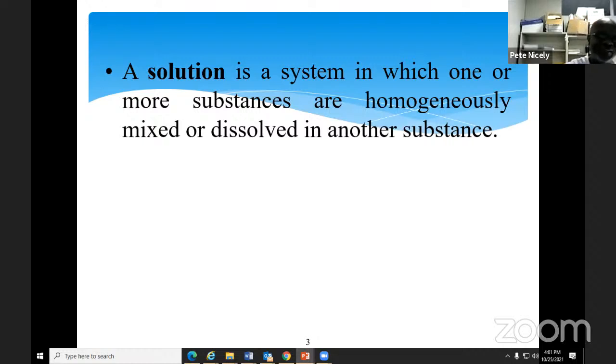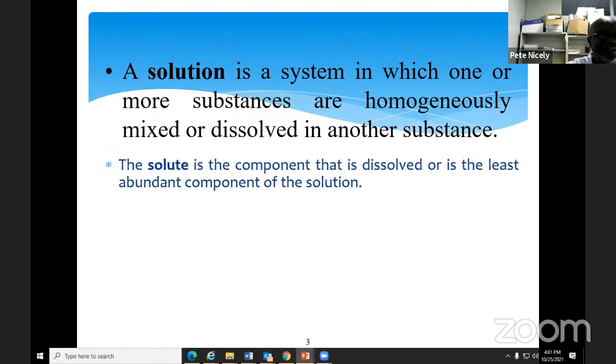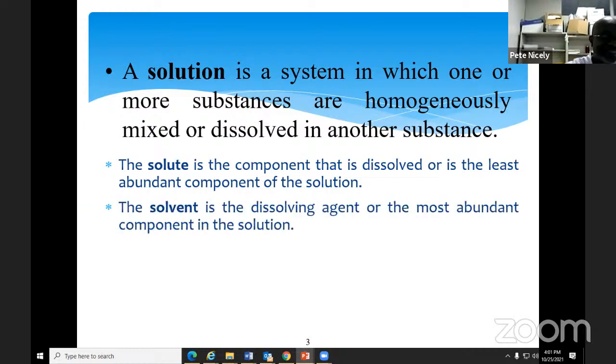I'm quite sure we can think of examples of solutions in our everyday lives, and we're going to see some examples shortly. But before we do that, let's talk about the different components of a solution. Any solution that you will encounter will consist of two parts. You have what is known as a solute, which is a component that is dissolved or is the least abundant component of the solution. And then you have the solvent, which is the dissolving agent or alternatively, the most abundant component in a solution.